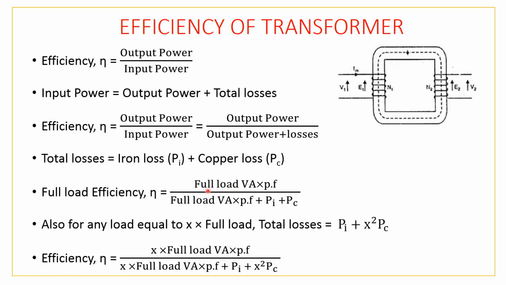So I am just substituting X into full load VA. So even here X into full load VA, and also one more change in the equation is here, because the copper loss will vary according to the load. Therefore X square PC, rest everything remains same. So this is one of the very important formulas.